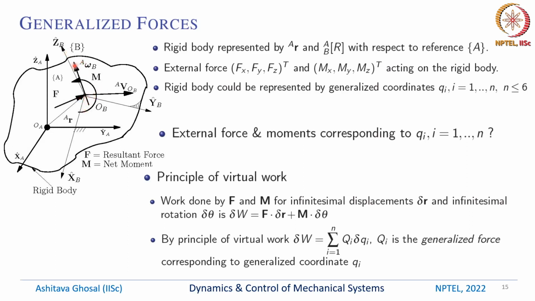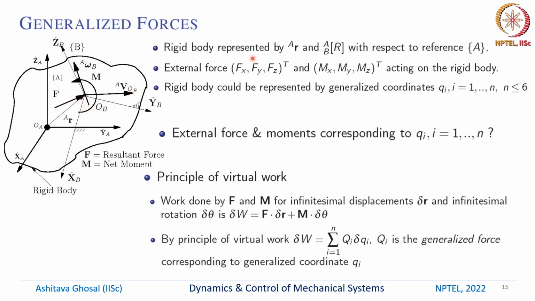The origin of this B coordinate system or this rigid body has a velocity A v OB and also some angular velocity A omega B. Okay, so this is what we have. We have a rigid body in 3D space with a fixed coordinate system xb, yb, zb. The origin of this rigid body or a point on this rigid body has a velocity v and angular velocity omega, and there is a force and a moment acting on this rigid body.